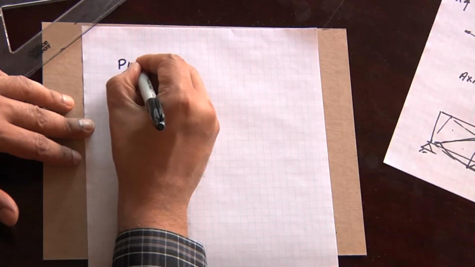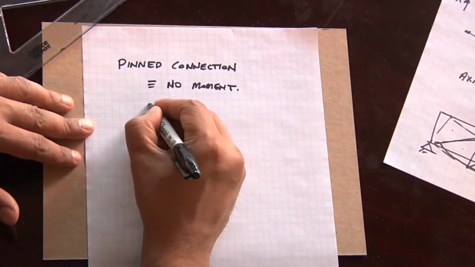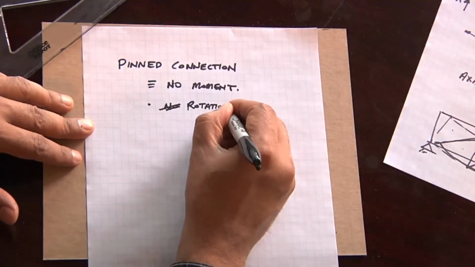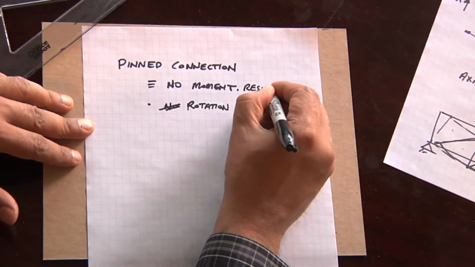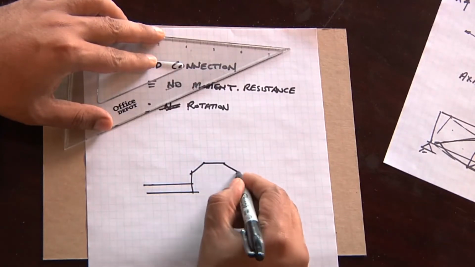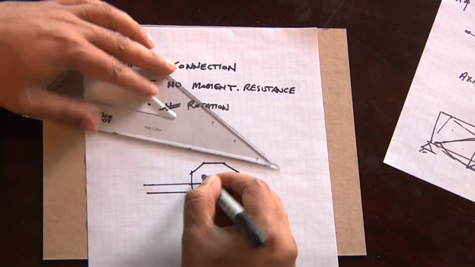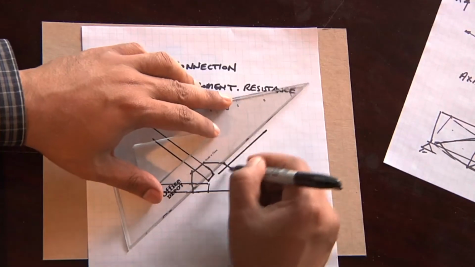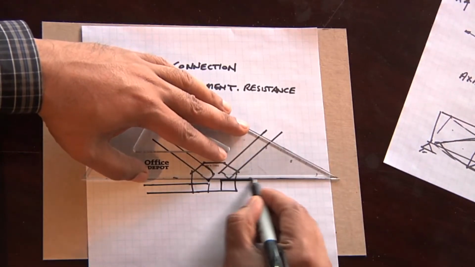A pinned connection means that there is no moment. It does not mean that there's no rotation. You can have rotation, but you have no moment resistance. So if I have a truss connection, here's what a real truss connection may look like. It may have a gusset plate with several members coming in. Here's what a real truss connection could be detailed as, just approximately.